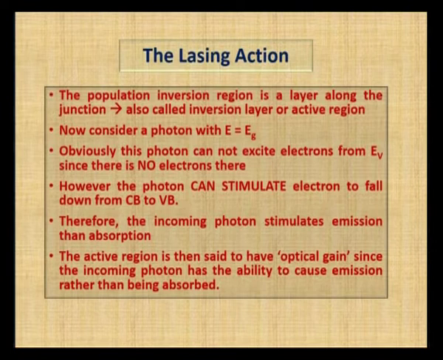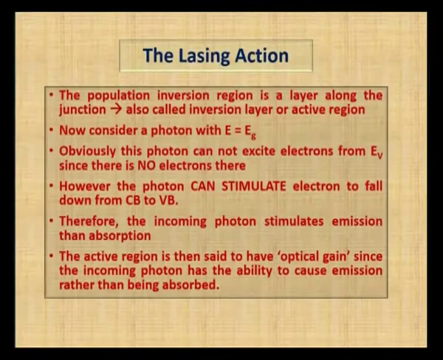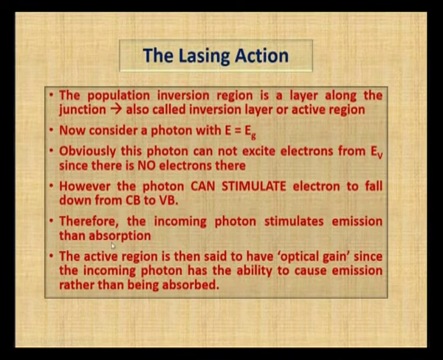When we give the photon, the electrons come from the conduction band to the valence band. Since this happens, again a photon is released due to the movement of atoms from the higher to the lower level. This increases the gain, and this region is called the active region, the inversion region, where the population of atoms is more and the optical gain is also increased.